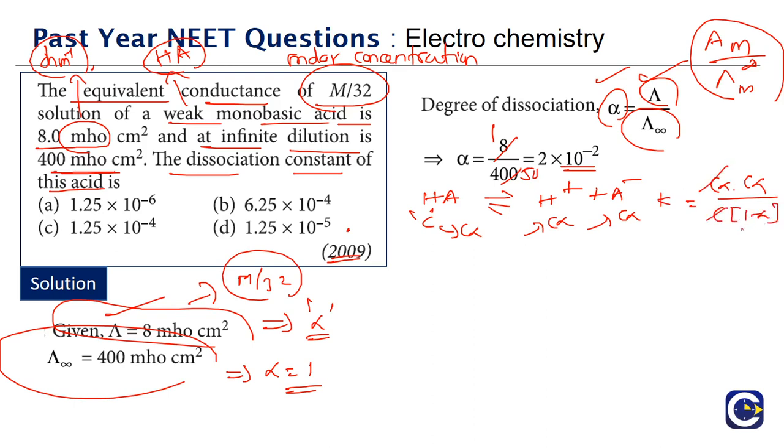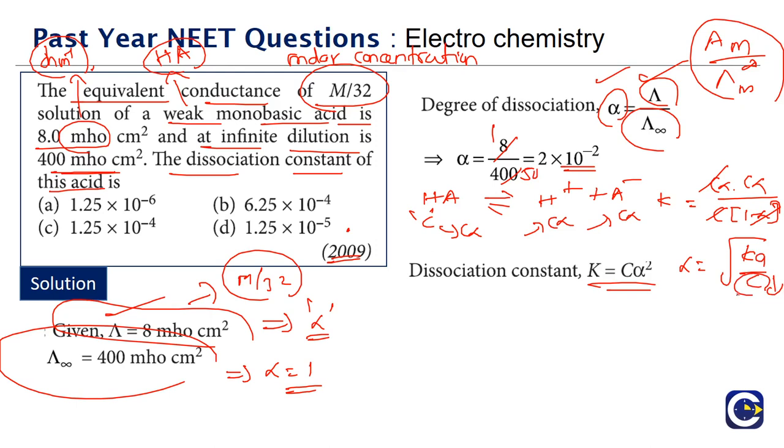Since alpha is taken as a very small value, we neglect alpha in the denominator. So the dissociation constant K will be equal to C into alpha square. This is what we have in Ostwald's dilution law, in the ionic equilibrium chapter. From here, alpha will be root of K by C. So we conclude that as we increase dilution, C will decrease, and the alpha value is going to increase. That is the concept of Ostwald's dilution law.